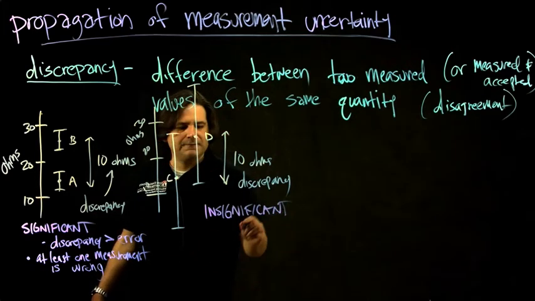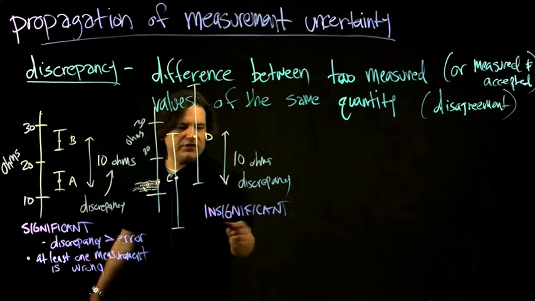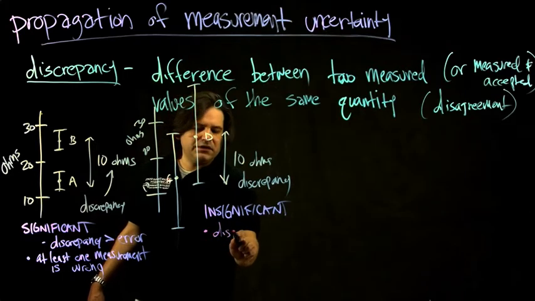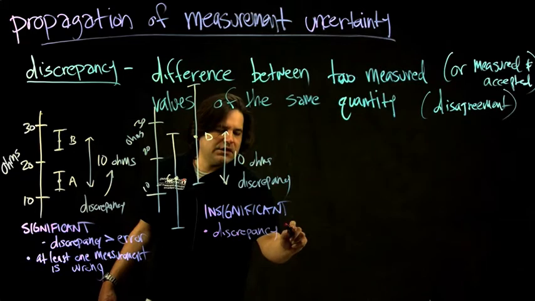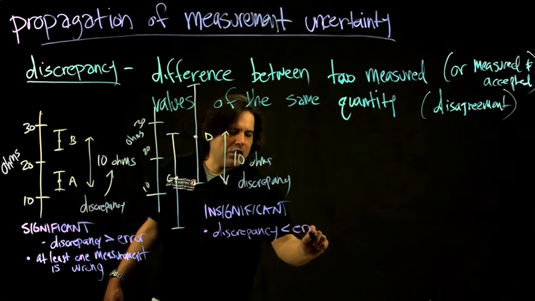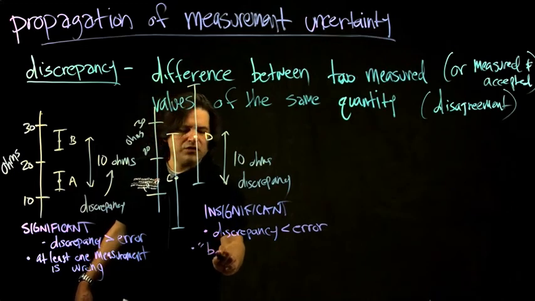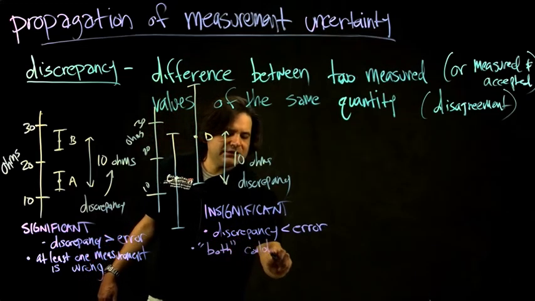Insignificant discrepancy. Significant discrepancy here. And this is because the discrepancy is smaller than the error bar. So both could be right.